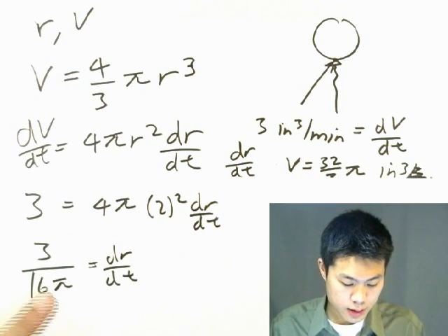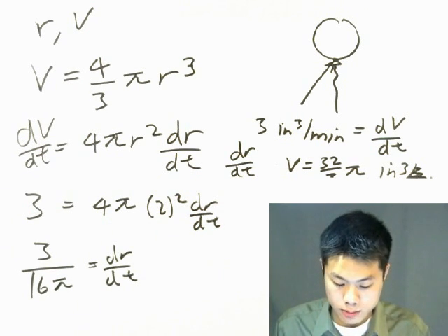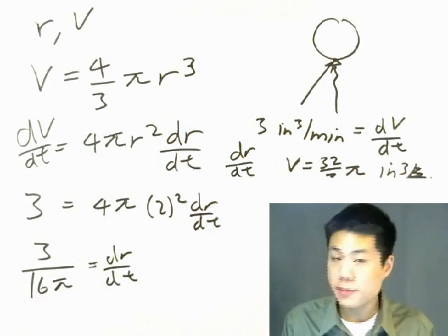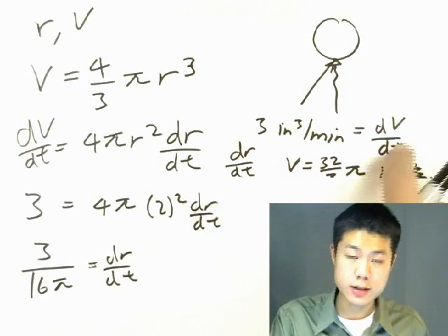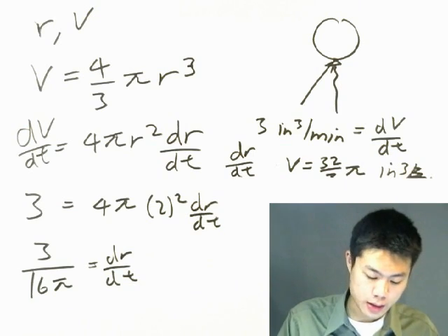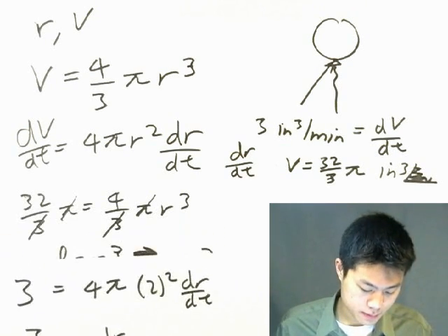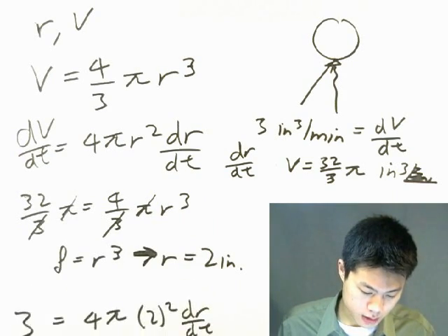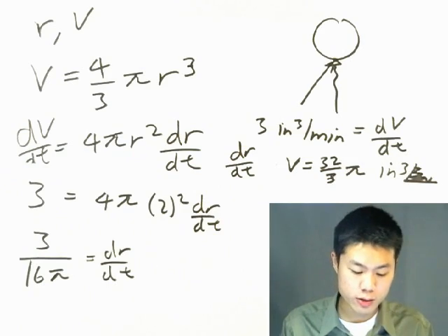Okay. So in this case, we see that whereas in the previous example the radius was increasing at a constant rate, in this case the volume's increasing at a constant rate. And here it's the radius that's changing. Here the radius is changing at a variable rate.